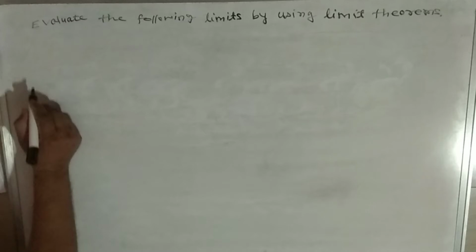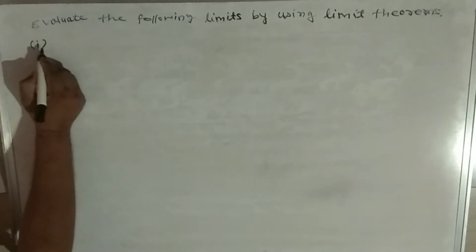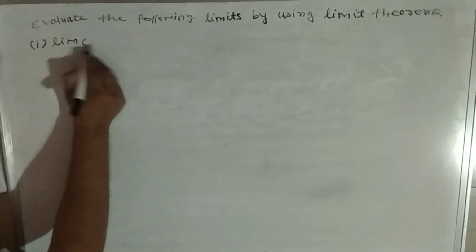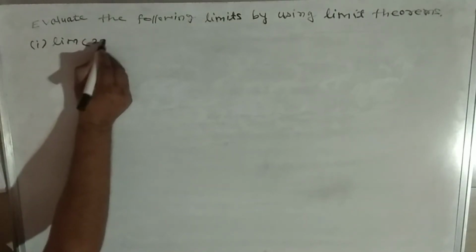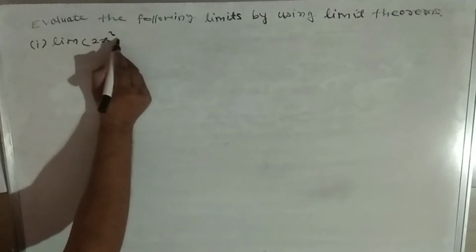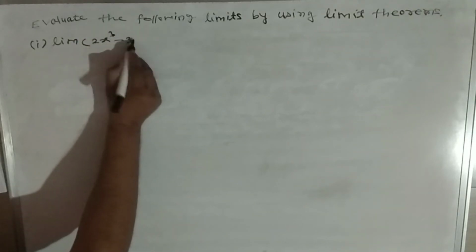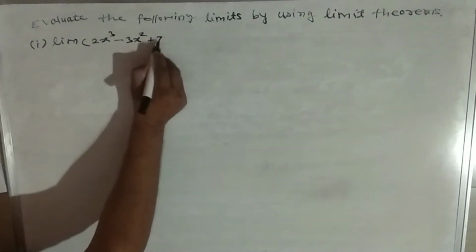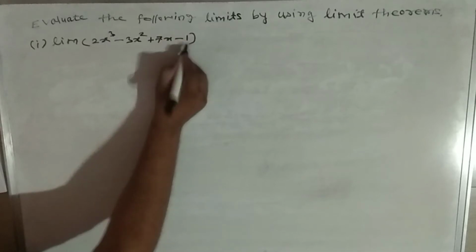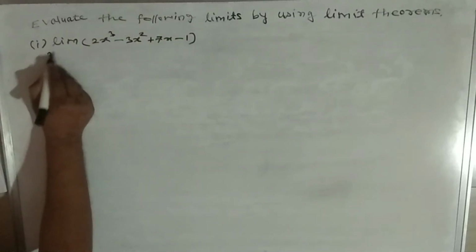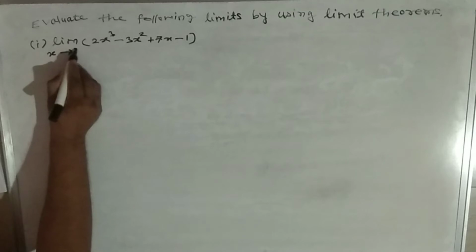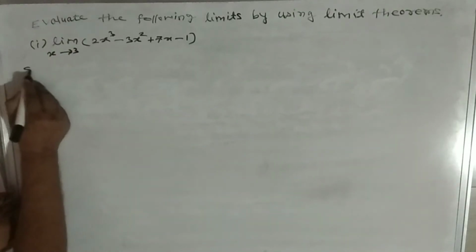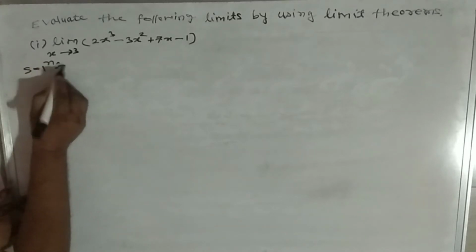So suppose number 1, limit of a function 2x cube minus 3x square plus 7x minus 11 as x tends to 3. We solve this problem by using the theorem.